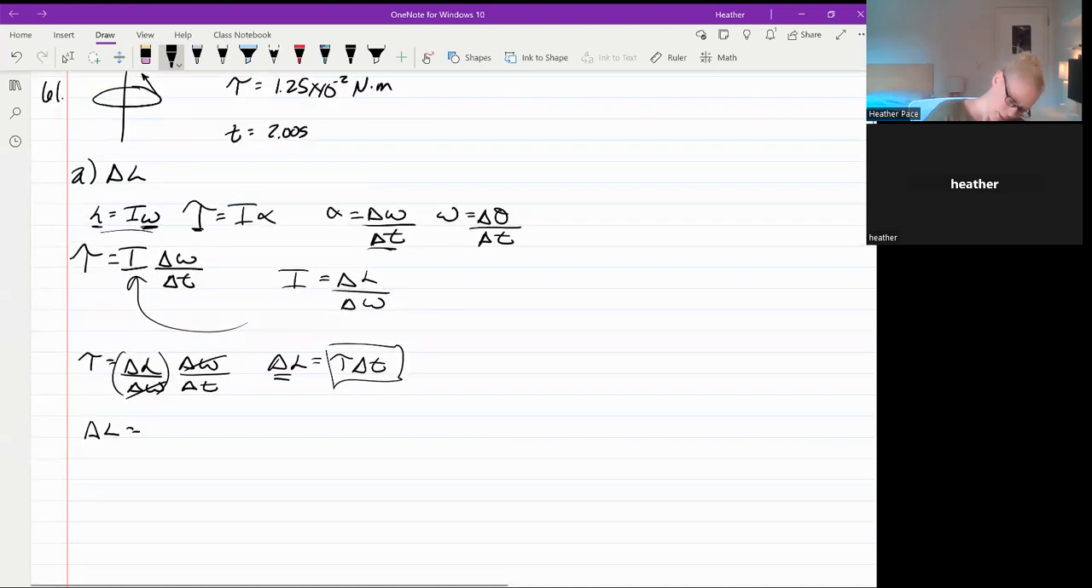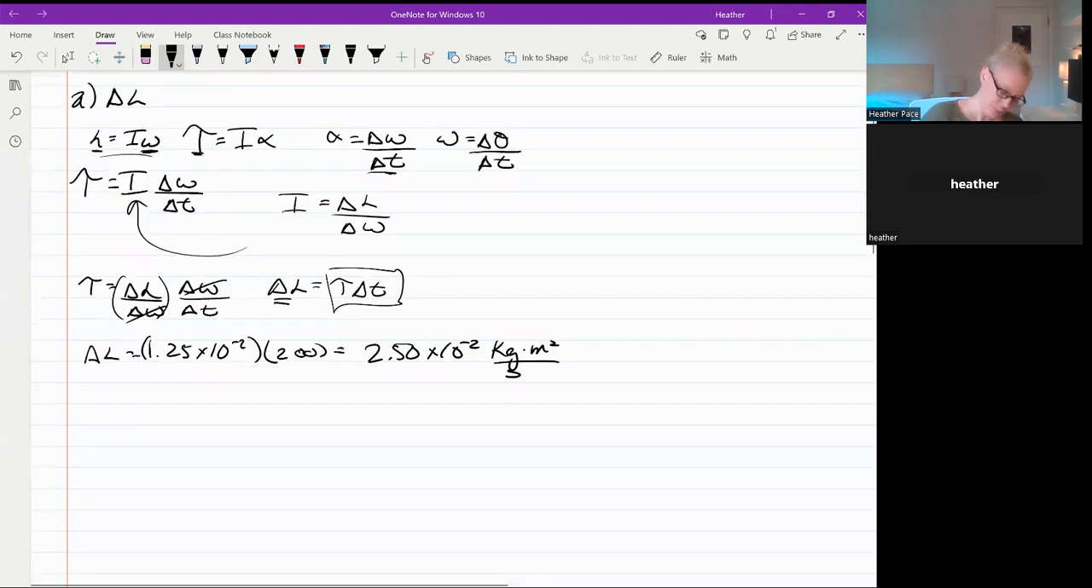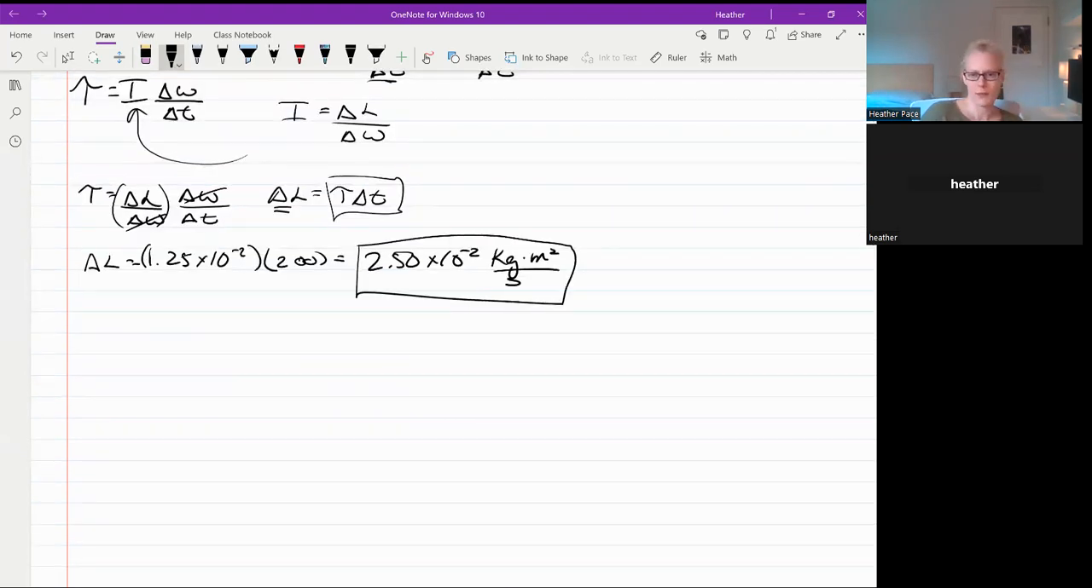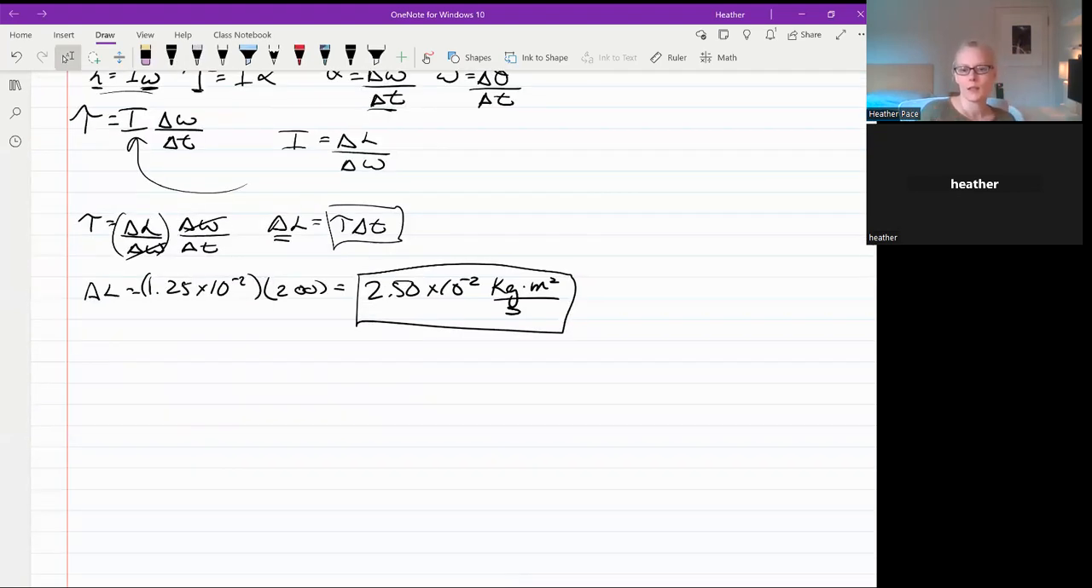We get 1.25 times 10 to the negative 2. I'm going to leave off units. Equals 2.50 times 10 to the negative 2 kilograms meters squared per second. Just going to leave units off. If anyone is struggling with understanding units or where they're coming from or how we went from something that didn't have kilograms in it to suddenly kilograms in it, let me know and we can discuss offline in my office hours. All right, so that's A.